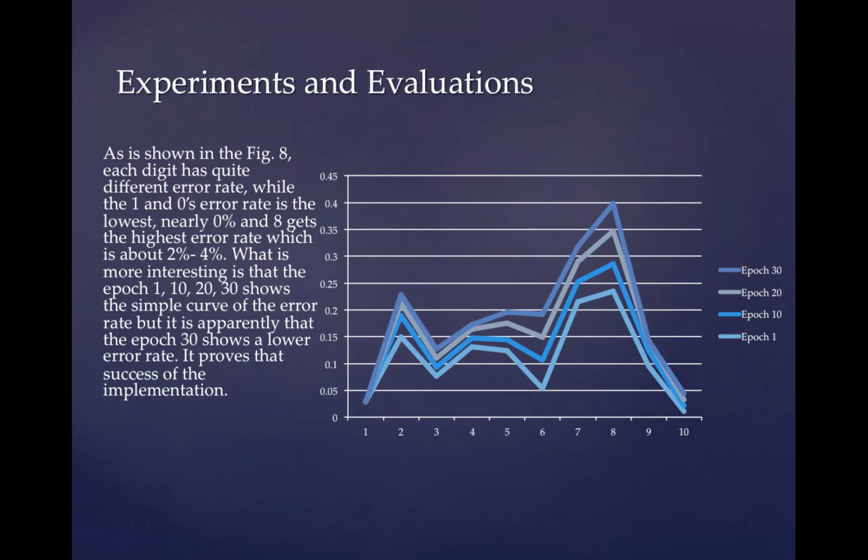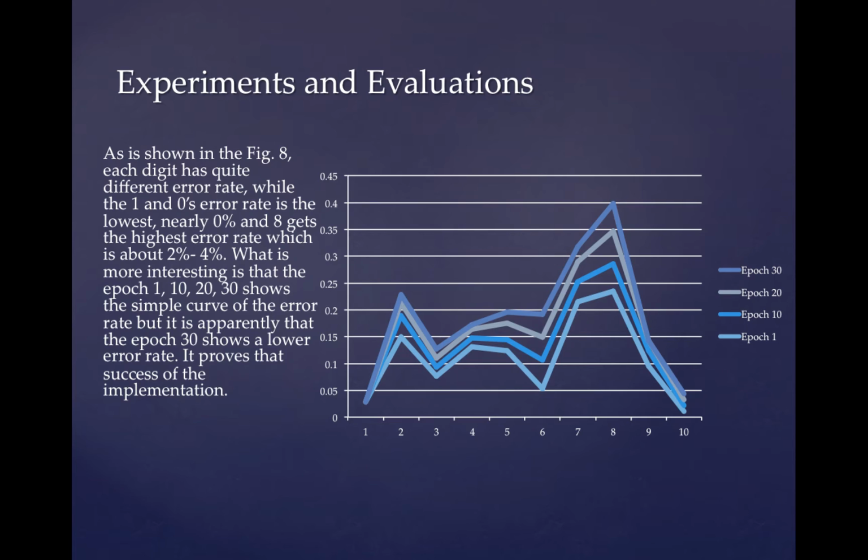And this is a figure showing the error rate of each digit. The 1 and the 0's error rate is the lowest, nearly 0, and the 8 gets the highest error rate, which is about 2 to 4%. What is more interesting is that epochs 1, 10, 20, 30 show a similar curve of the error rate, but it's apparent that epoch 30 shows a lower error rate. It proves the success of the implementation.